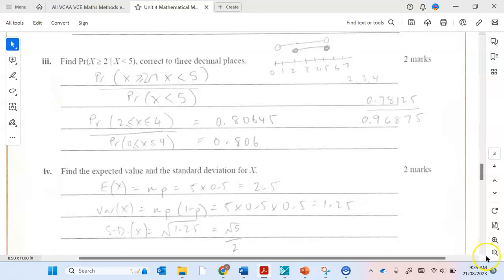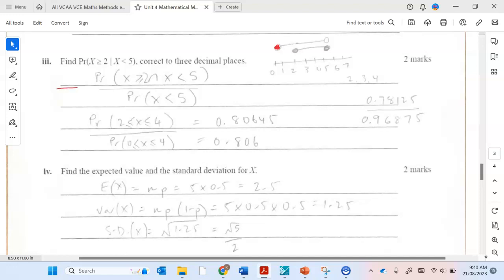All right, part 3 is another conditional probability question. So we've got x is greater than or equal to 2, given that x is less than 5. So I've got my, well, that should probably be a closed circle there. All right, and it's worth 2 marks. So you can't go and do all of this on your calculator, or you can, but you won't get full marks. It's worth 2 marks, so you need to show a bit of working out. So what I've got there is more than enough.